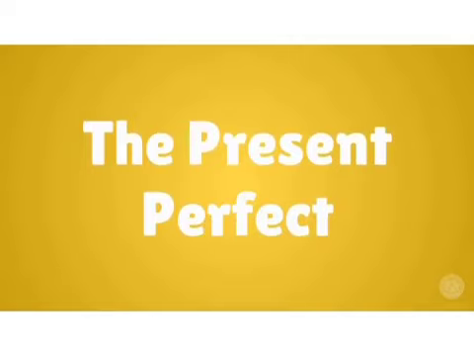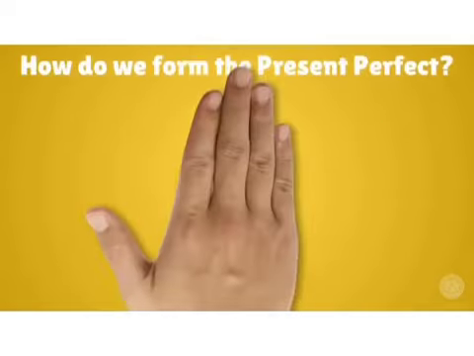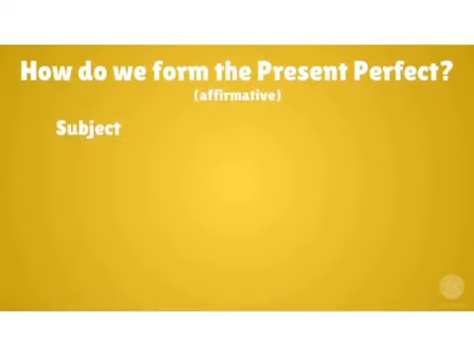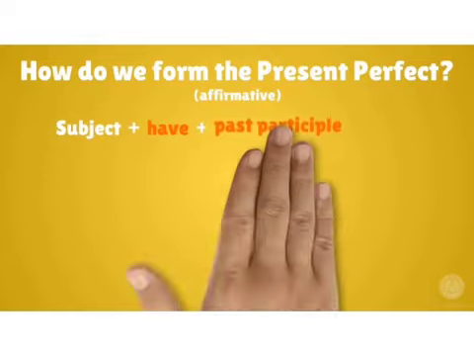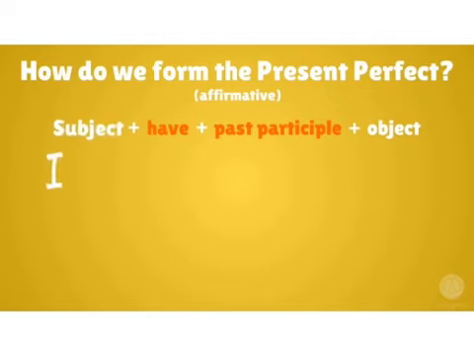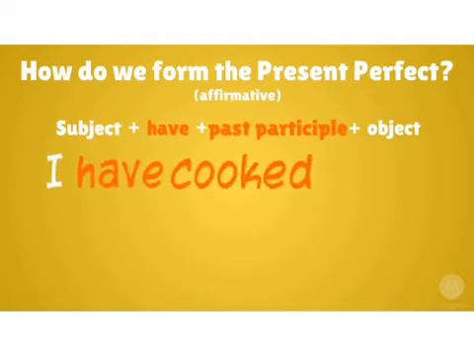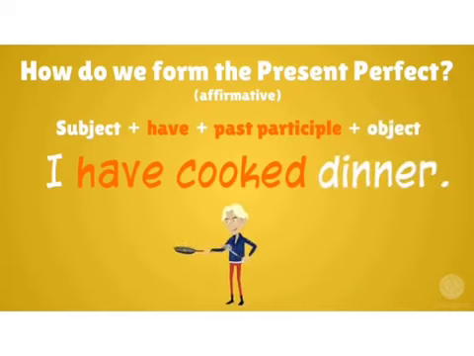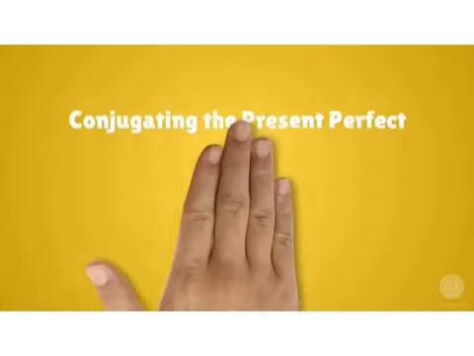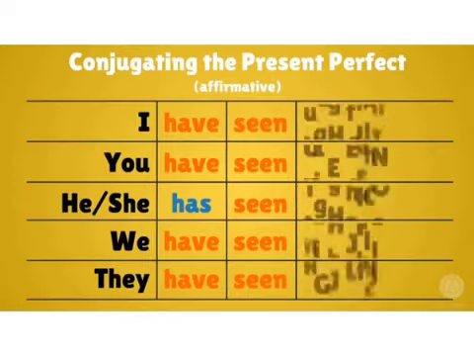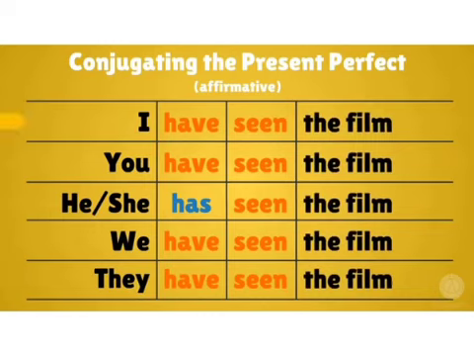Now, let's learn the present perfect tense. How do we form the present perfect? For an affirmative sentence: subject plus have plus past participle, that is V3, plus object. Example, I have cooked dinner. Here, cook is the verb, cooked is the past participle V3 form. I have cooked dinner. Let's conjugate the present perfect. Here we go with a simple chart. I have seen the film.